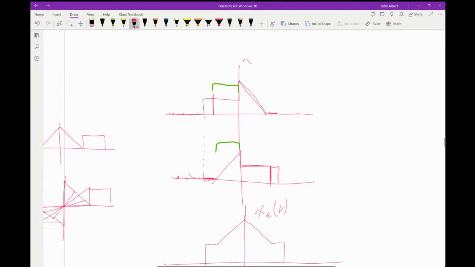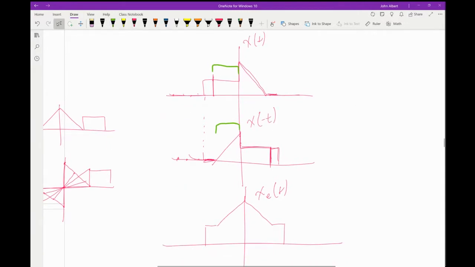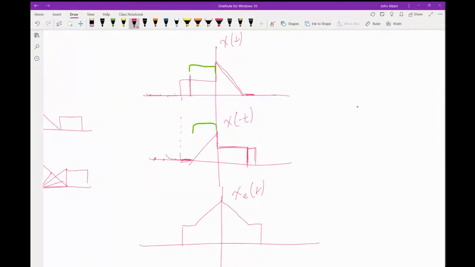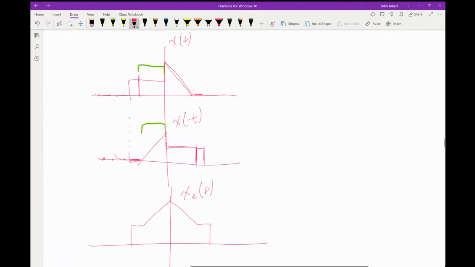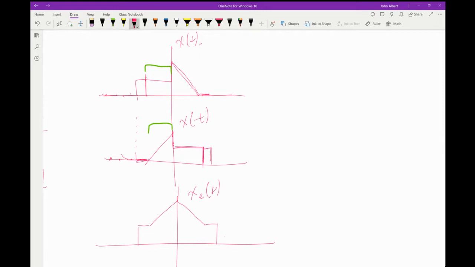If this is x of t, and this is x of minus t, the even part of that signal, x of t, is a signal that is obtained by adding x of t with its time reversed form. Okay? So this is the even function. Now the odd function, it's almost the same concept, but you don't add x of t with x of minus t. You subtract x of minus t from it. Or think of it this way: you add x of t with the minus x of minus t.